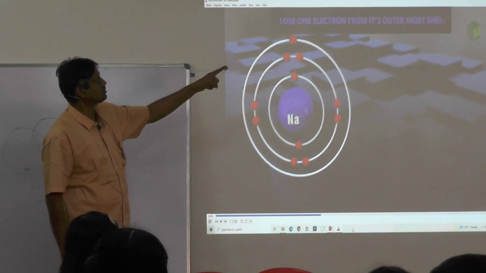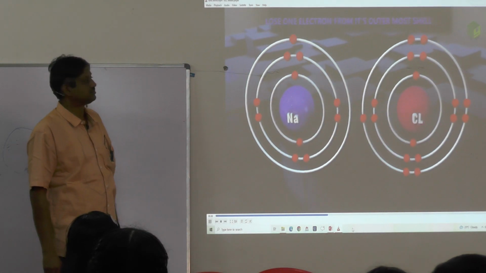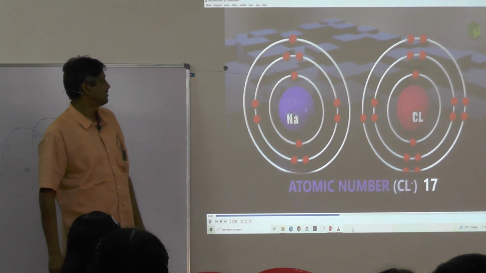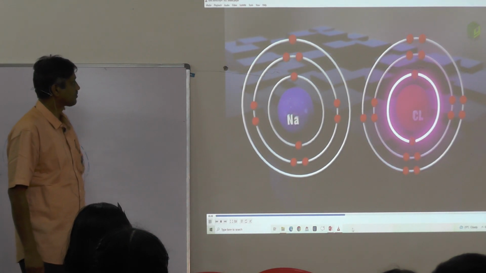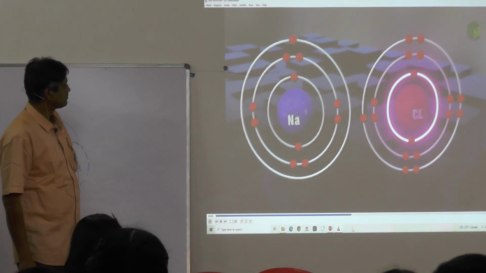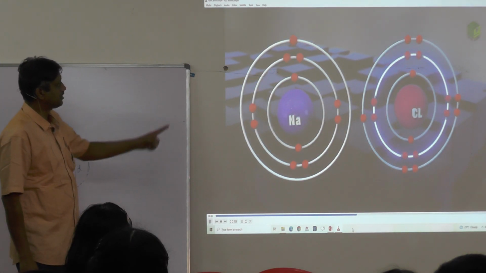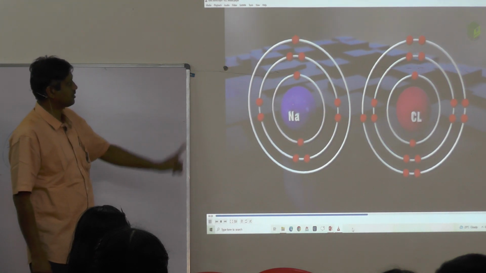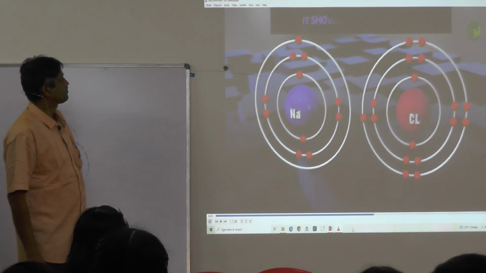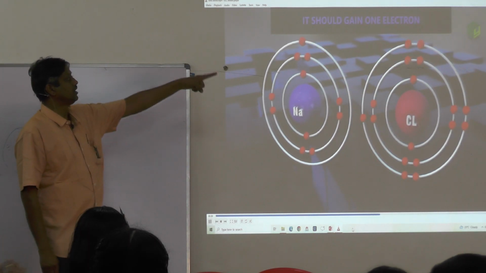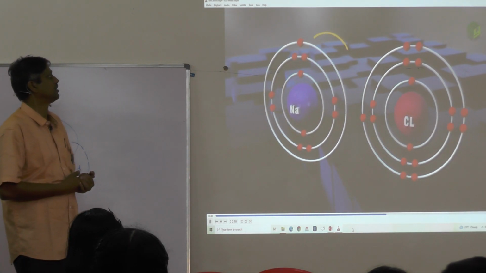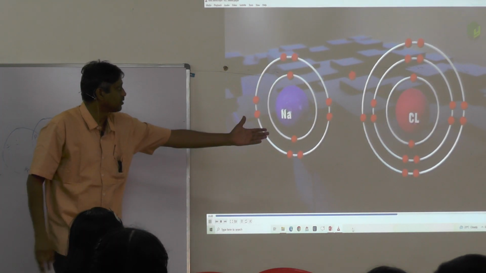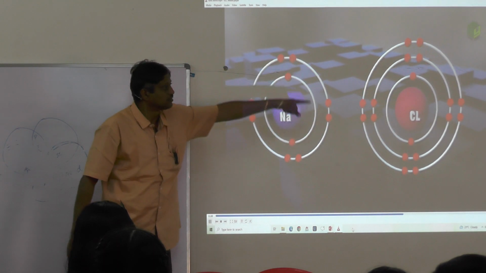It loses one electron to complete the octet. Chlorine wants one electron to complete its orbit. Chlorine should gain one electron to complete the octet. So it is given, and completely taken by chlorine. That orbit is going out, you see.